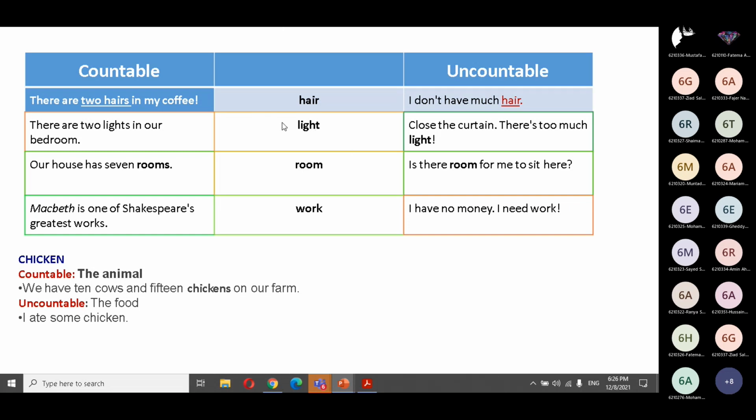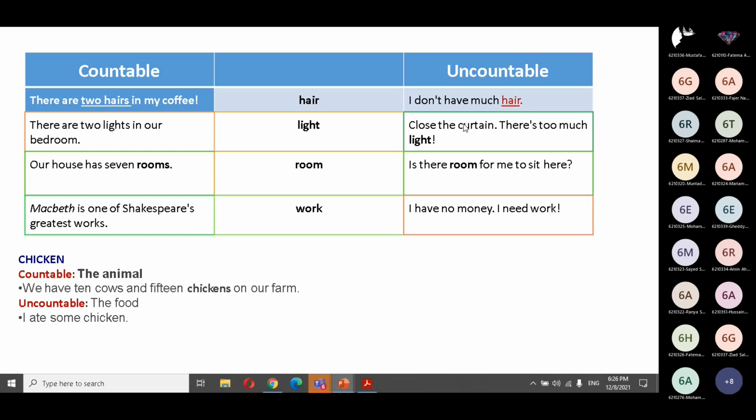Also, the word light. The word light can be countable and it can be uncountable depending on the meaning, or the use of it, the context. If you say there are 2 lights in our bedroom, so in your bedroom you can count how many lights. Lights here means lamp, bulb. الليت اللي متركب في الغرفة, you can count.